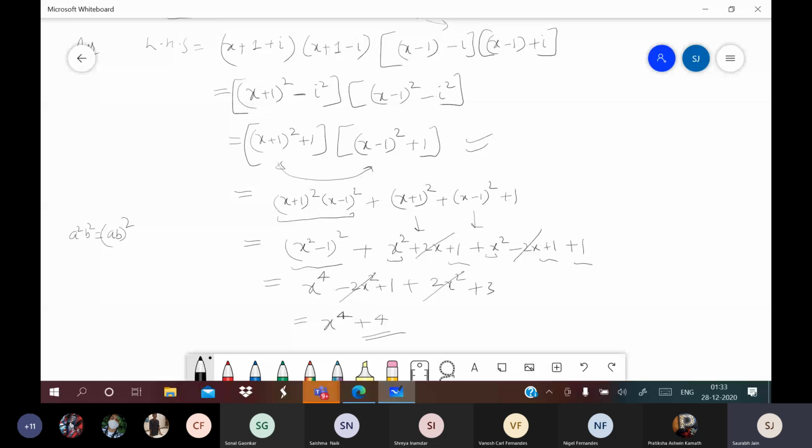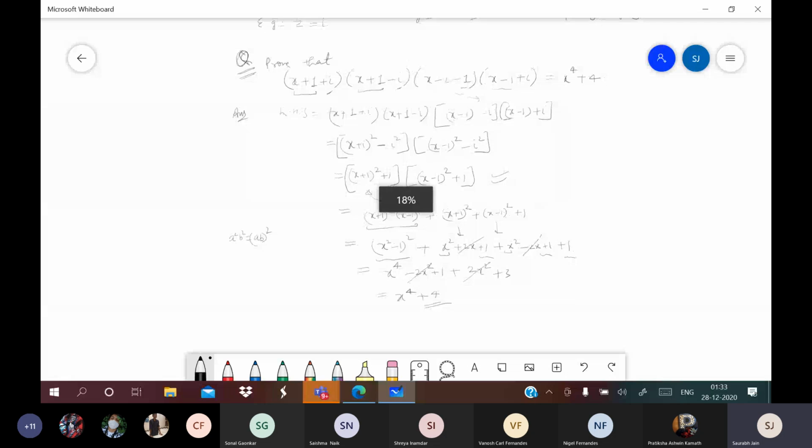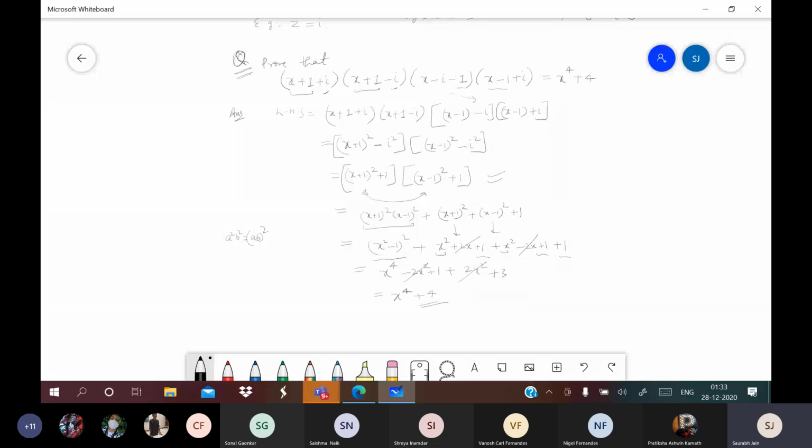So do not just directly go on multiplying. It will become very complicated. Rather you try to find some identity, alright? And then you prove this. And wherever required, use these results that iota square is minus 1, iota to the power 4 is 1. Like these results, no? So this is the way to do it.